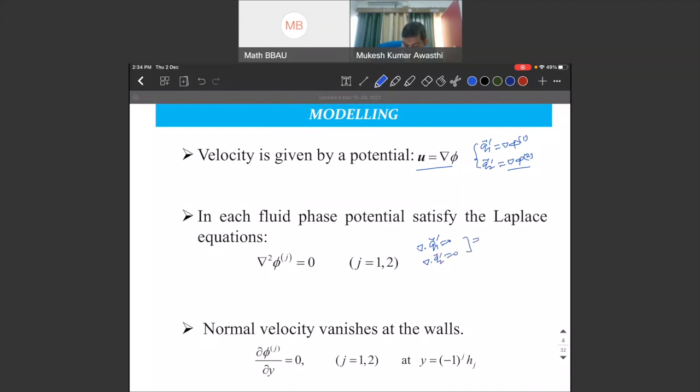These two imply that del 2 phi 1 is 0 and del 2 phi 2 is 0, meaning both the potential functions are harmonic. Now, as we stated earlier in lecture 2, we cannot enforce the no slip condition in the viscous potential flow theory. So we cannot take the tangential velocity at the rigid boundaries.